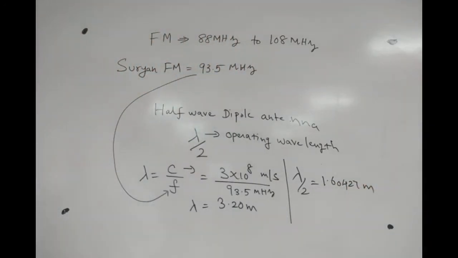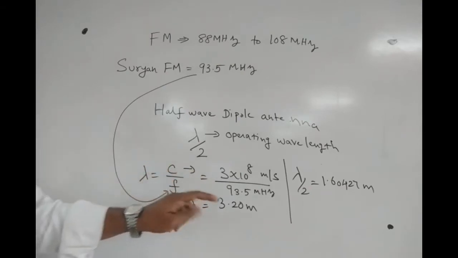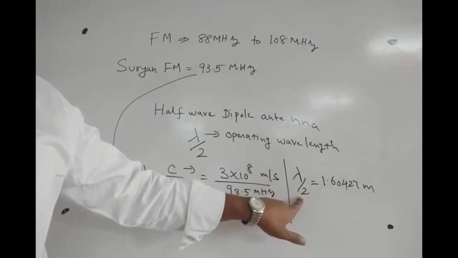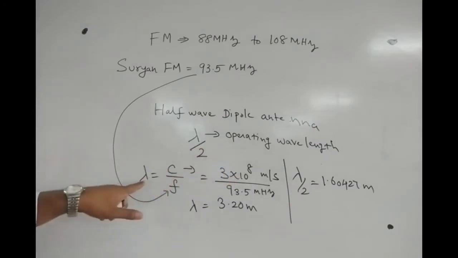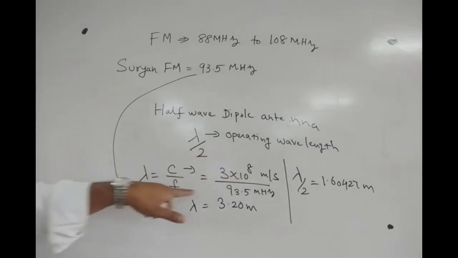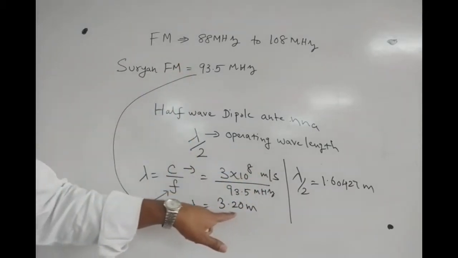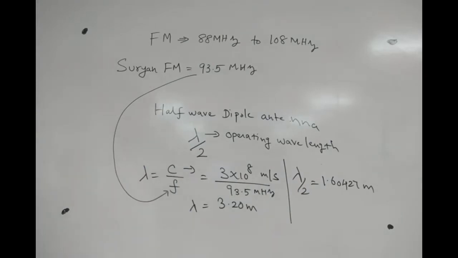So now I have done some calculation, and I have obtained the length of the half-wave dipole antenna, which is equal to lambda by 2, where lambda is the operating wavelength. How to find lambda is by putting this formula, C by F. We can find lambda. In my case, the lambda is 3.20 meters, and lambda by 2 is 1.60427 meters.